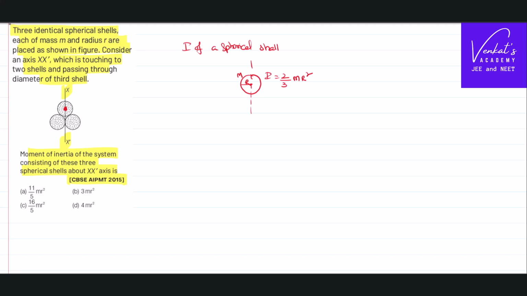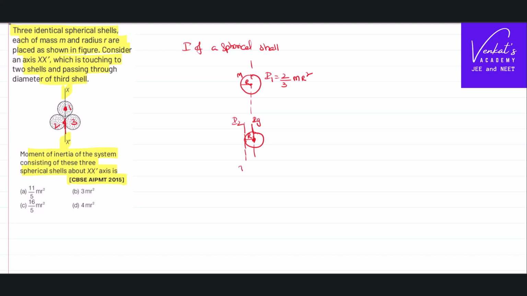But for the other two spherical shells, look at this spherical shell. The axis passes through the edge. That means if I call these 1, 2, 3, this becomes I1, the moment of inertia of the first shell. For the second shell, if I draw the same diagram, this is not the axis, rather this is the axis. This is I2, which is parallel to this, which is IG, passing through the center of gravity. The distance between them is nothing but the radius of that spherical shell.